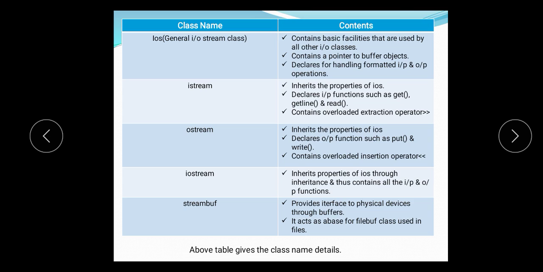ostream is the output stream class, which again inherits the properties of ios, because ostream is a derived class of the ios base class. ostream declares output functions such as put and write. These are examples of what the ostream class contains. It also contains the overloaded insertion operator. iostream is an input output stream which inherits the istream and ostream classes. It is a derived class of istream and ostream. It inherits the properties of ios through istream and ostream, and thus contains all the input and output functions.